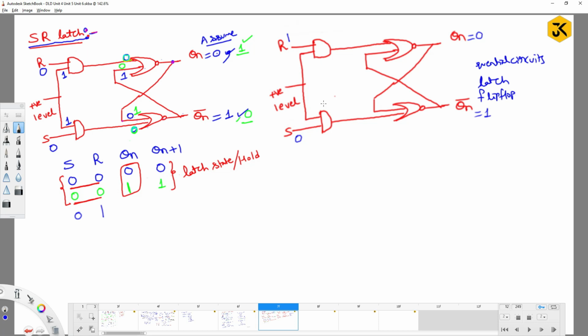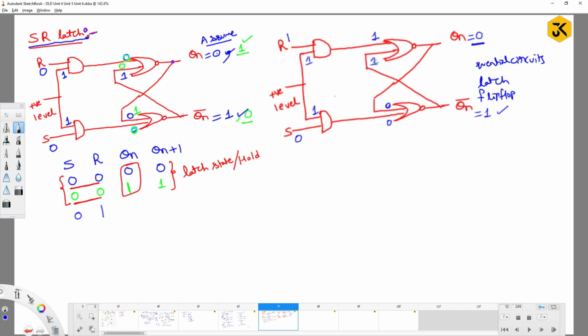So now try to observe. This is 1, and here also it is 1. 1 and 1 is 1 here. 1 and 0 is 0. Now if I am assuming that this is 0, that same output will be passed to here. 0 NOR with 0 is 0. Complement is 1. Are we getting? Yes. Fine.